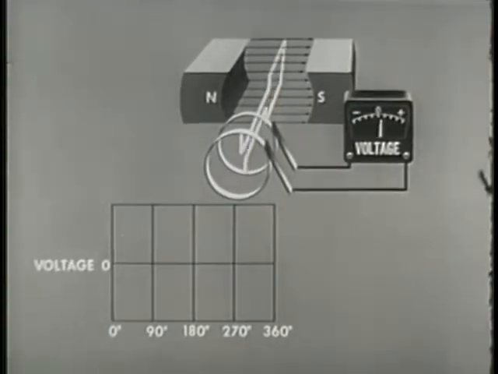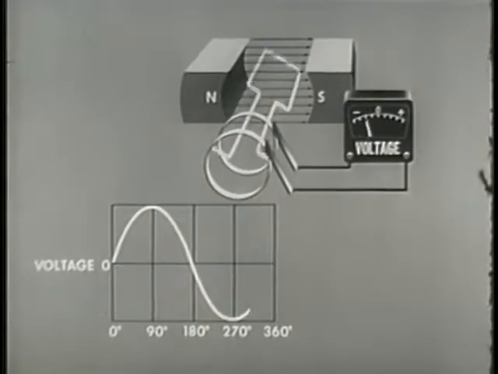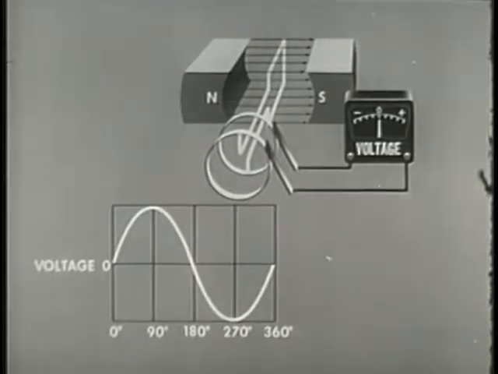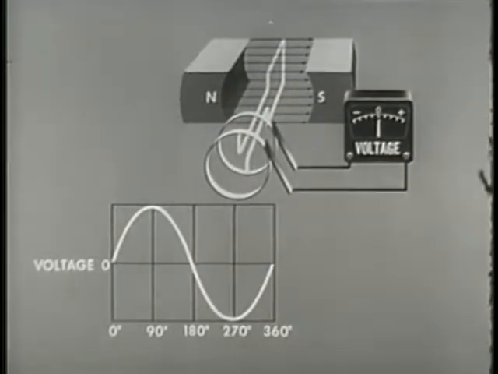All generators produce AC internally. In this basic AC generator, the arms of the loop cut lines of force in opposite directions, causing electromotive force of opposite polarity to be generated in the conductor.